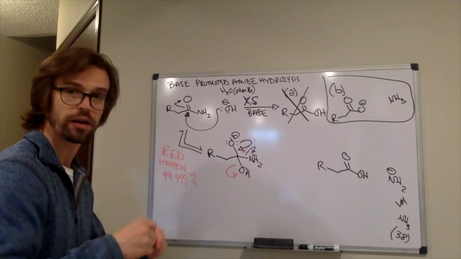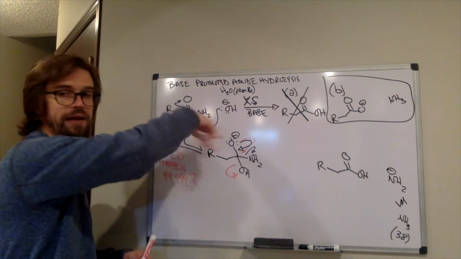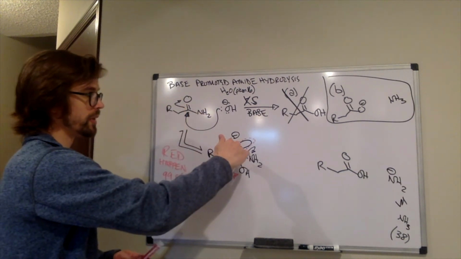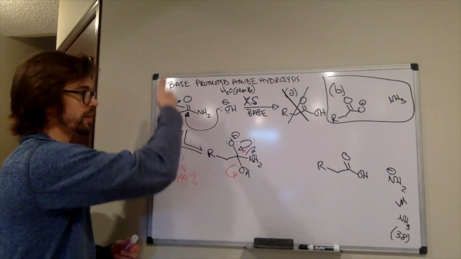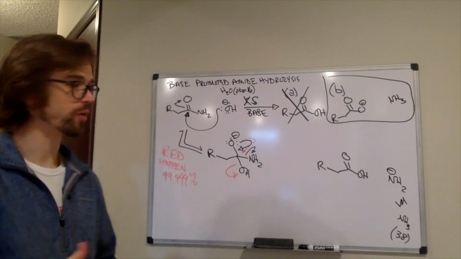99.999% of the time, right? This equilibrium is very fast and rapid. We're forming the tetrahedral intermediate. It's kicking out the OH minus. Forming, kicking out, over and over and over again.